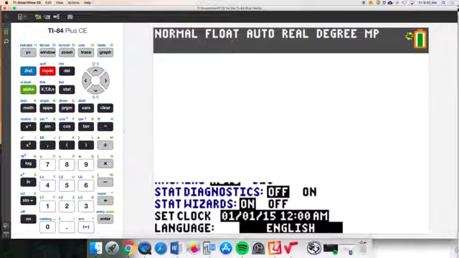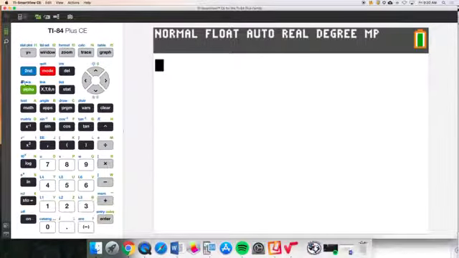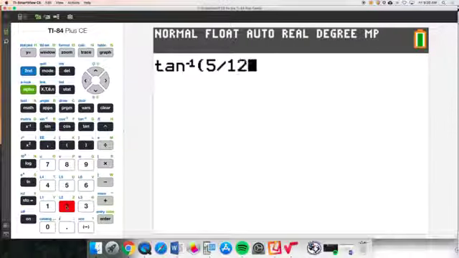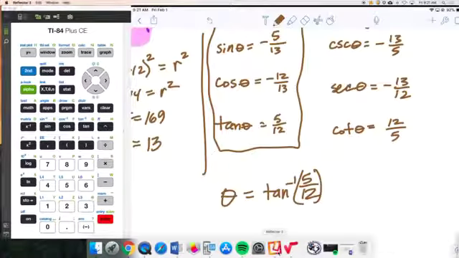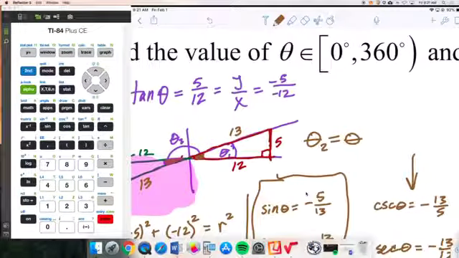There we go. So now with second mode, quit, and we type in second tangent of 5 divided by 12. And remember, the calculator is going to give you an answer. It may not be the one we want. It gives us 22.619. I told tangent to give me an angle whose tangent ratio was positive 5/12. Guess which one it gave me? It gave me the other one in quadrant 1, right?